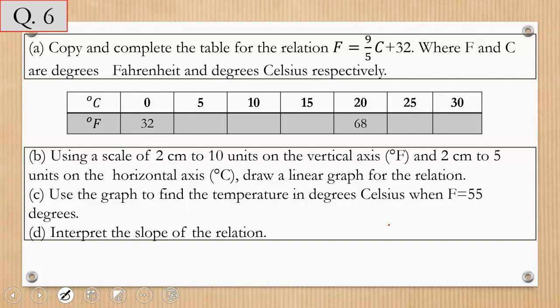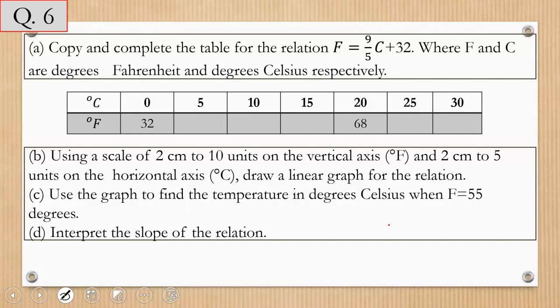And the question says: copy and complete the table for the relation F equals 9 divided by 5 C plus 32, where F and C are in degrees. So F is Fahrenheit and C is degrees Celsius respectively. And so the table has been given to us. We have degree Celsius and degree Fahrenheit.